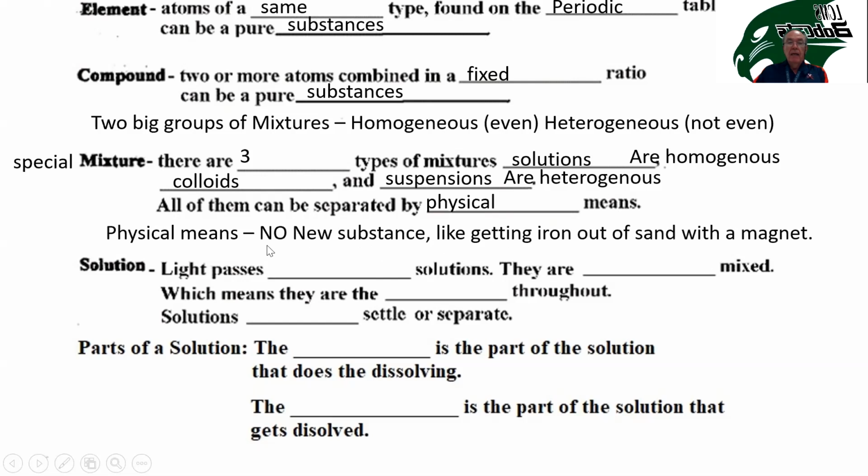Okay. Physical means there's no new substance, like those kids getting the iron out of the sand with a magnet. It was iron in the sand, and it was iron when it was separated. It was sand when it was mixed, and it was sand when it was separated. So there's no new substance.